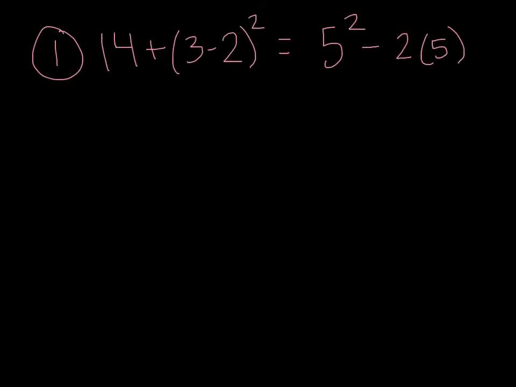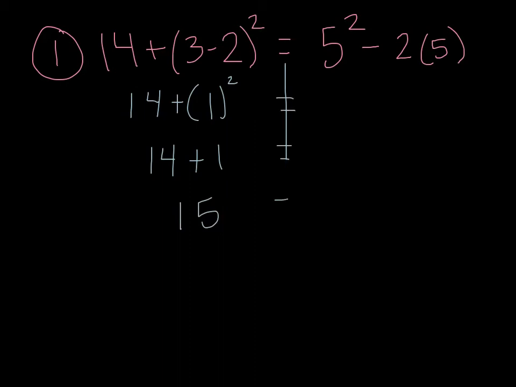Let's try some. So number 1, we have 14 plus (3 minus 2) to the second equals 5 squared minus 2 times 5. We've got to remember our order of operations from last week. I like to put a little line down my equal sign. On the left side, inside the parentheses, you have 3 minus 2, which is 1. That is still to the second power. 1 to the second means 1 times 1. So you have 14 plus 1, which is 15.